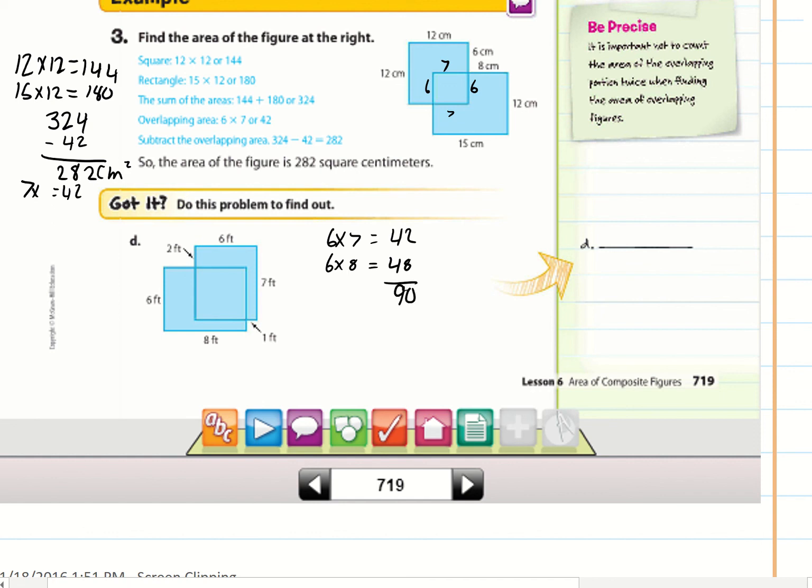I need to find the dimensions of my middle, because I need to subtract the area of the middle. So if this is 2 feet, and this is 7 feet, that means this is 5 feet. Now the top and bottom, if this is 1 foot, and this is 6 foot, that means this is 5 foot. So inside I have a square of 5 by 5 equals 25 feet squared. So 90 minus 25 is, why am I throwing blanks here? 65. So we have 65 feet squared.